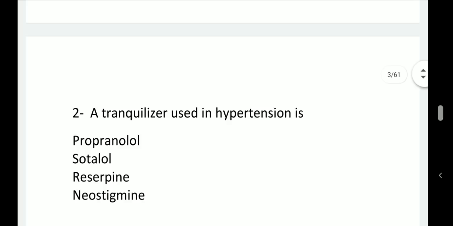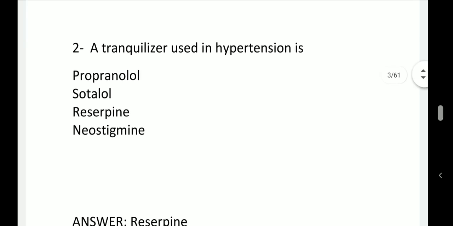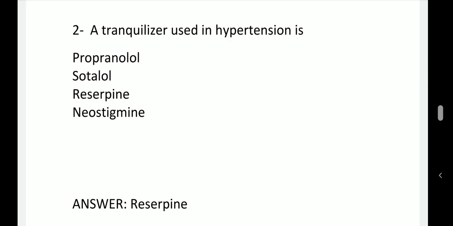Question number 2. A tranquilizer used in hypertension is option A propranolol, option B sotalol, option C reserpine, option D neostigmine. And now it is your time to select the answer. Answer is option C, reserpine.